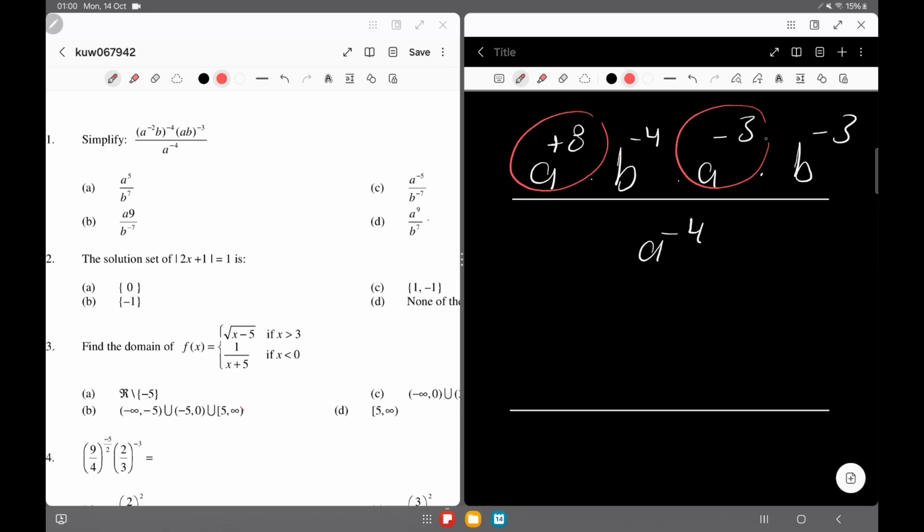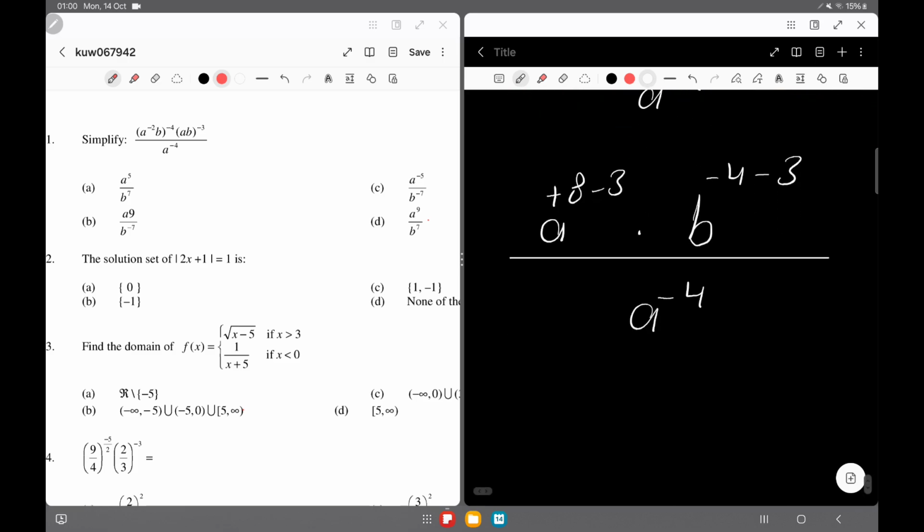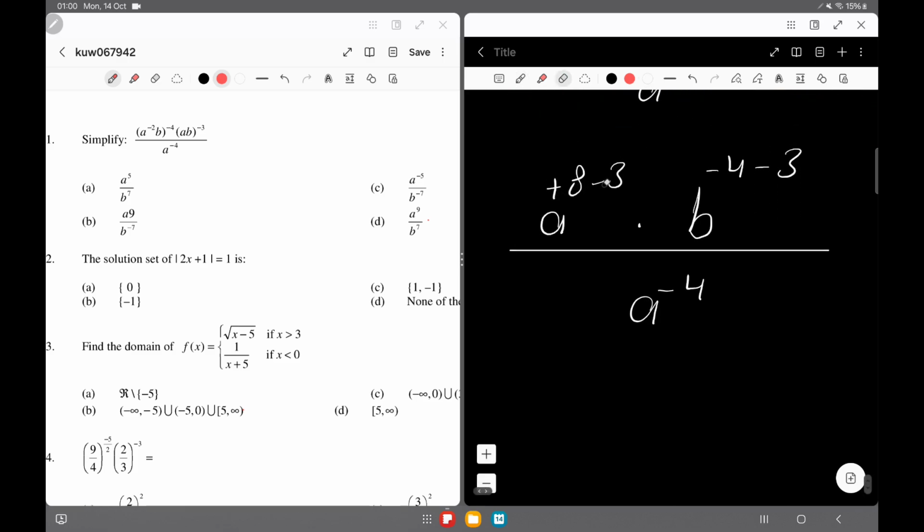this one with this, a to the power of plus 8 times a to the power of negative 3. It will become a to the power of plus 8 minus 3, times b to the power of negative 4 and b to the power of negative 3. It will become b to the power of negative 4, negative 3. And the down a negative 4. So plus 8 minus 3, the sign of the biggest, and subtraction. So 5. So the same sign and add 7.